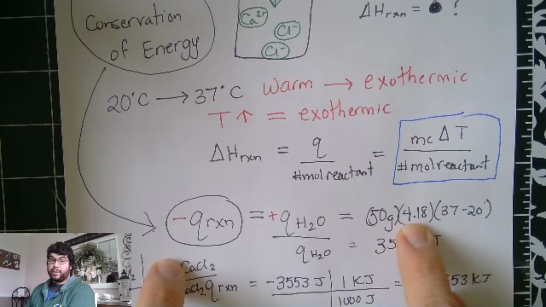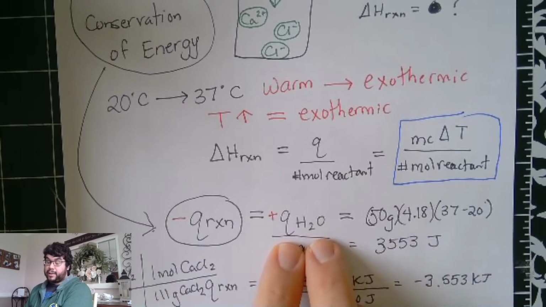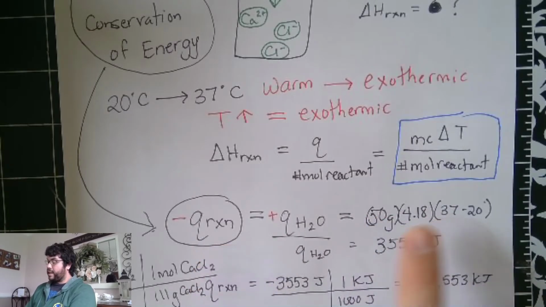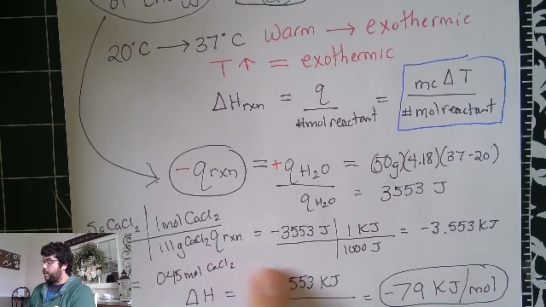I don't know the specific heat of those ions. But it doesn't matter because I know the specific heat of water. I know the water's heat. It gained that heat from the reaction. So I can figure out the magnitude, but not the sign from this calculation here. And then I just plug in my values here.